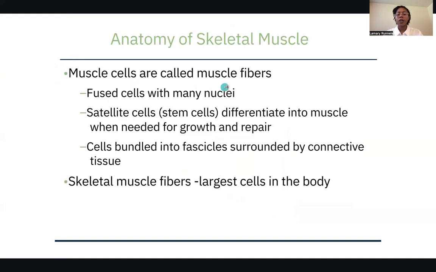These cells are called muscle fibers. They are fused with many nuclei. Satellite cells, also called stem cells, differentiate into muscle cells when needed for growth and repair. Fibers are also bundled into fascicles surrounded by connective tissue. And skeletal muscle fibers are the largest cells in the body.